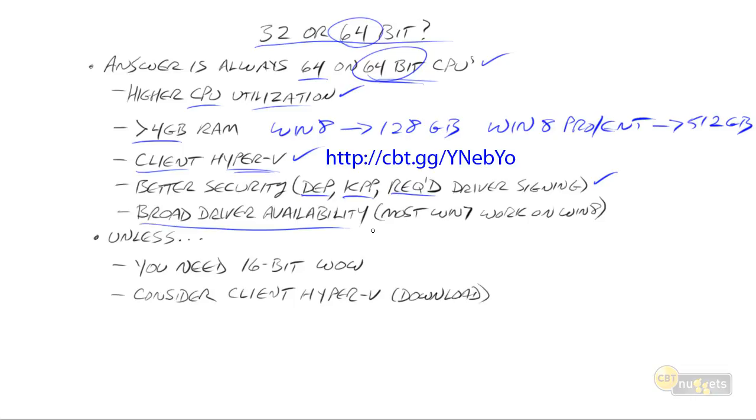Then there's also broad driver availability nowadays. I remember when the first 64-bit version of Windows came out years ago, it just happened to coincide with the time that I needed to buy a new laptop. So I went down to, I think it was Best Buy or Fry's or something like that, and I saw a big sticker on a shiny new laptop that said 64-bit processor.